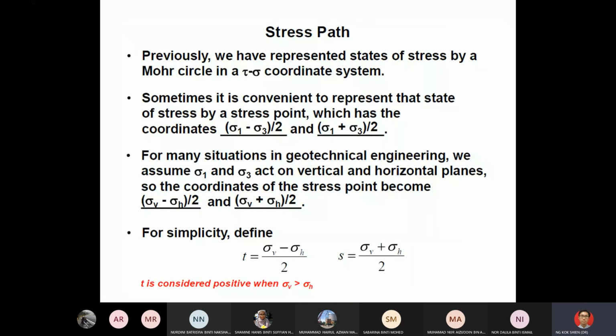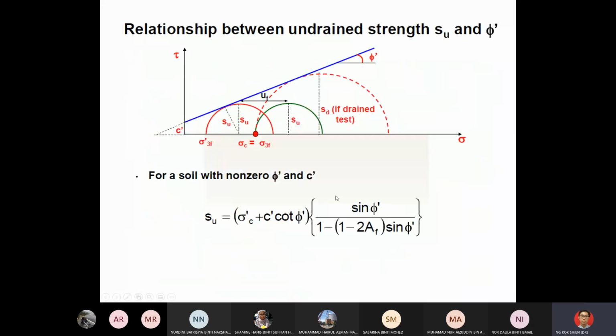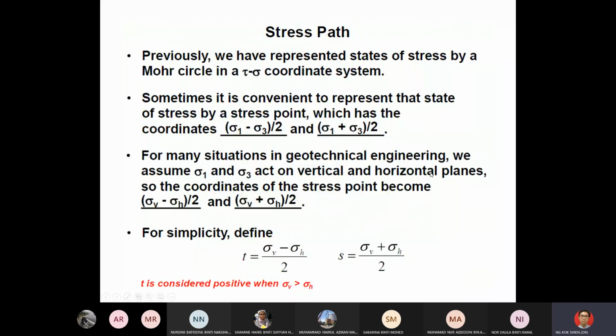Okay, I will talk about stress path. Previously we have represented the state of stress by a Mohr circle. This Mohr circle we normally plot in the shear stress over normal stress coordinate system. Look at this one, shear stress over normal stress, tau over sigma. Tau versus sigma coordinate system.